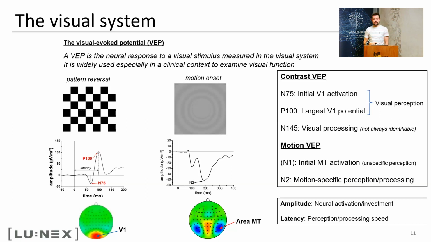Probably just a follow-up question. If you would be plotting here the same without source transformation, what would be the difference in terms of the ratio between, let's say, N75 and P100? You mean in terms of amplitude? Yeah. It would look more or less the same. What would be different would be especially the electrodes around it.